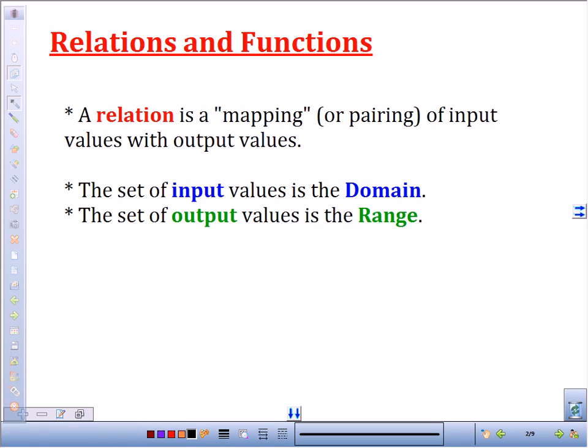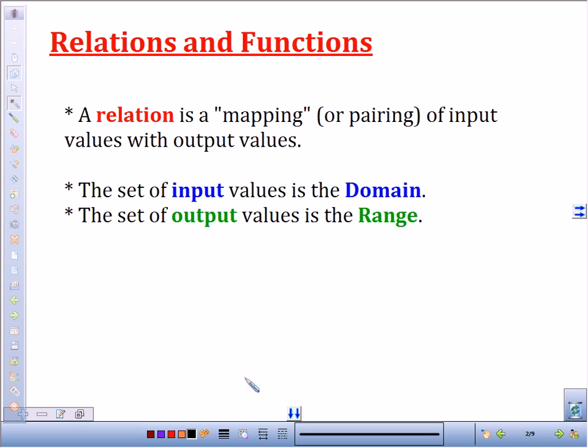A relation is a mapping of input values with output values. More simply put, a relation changes one number into another number. Now, the number that you put into the relation, the input, all of the inputs make up the domain. We've heard that word before, domain. The output that you get out of the relation is the range. We've also heard that word.